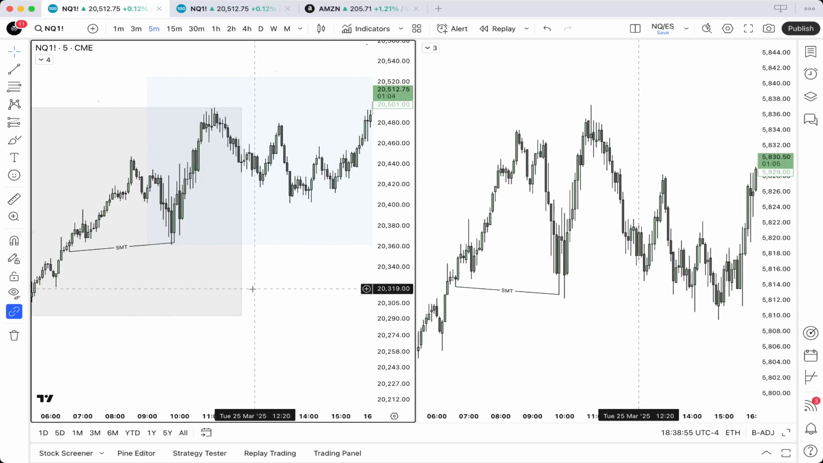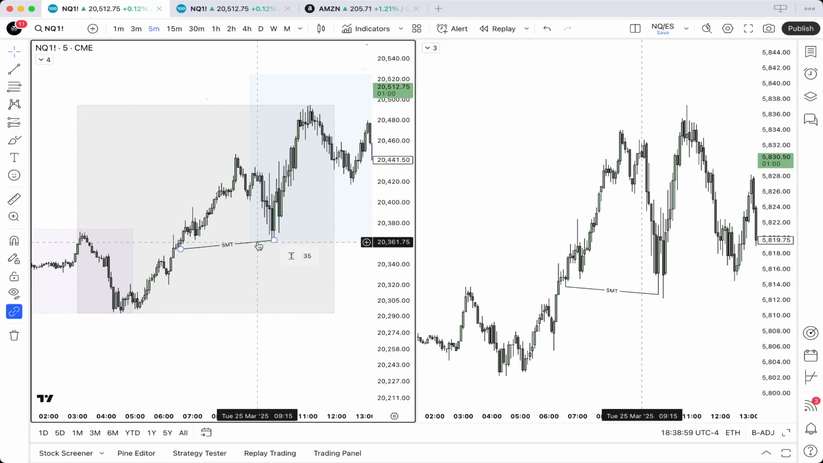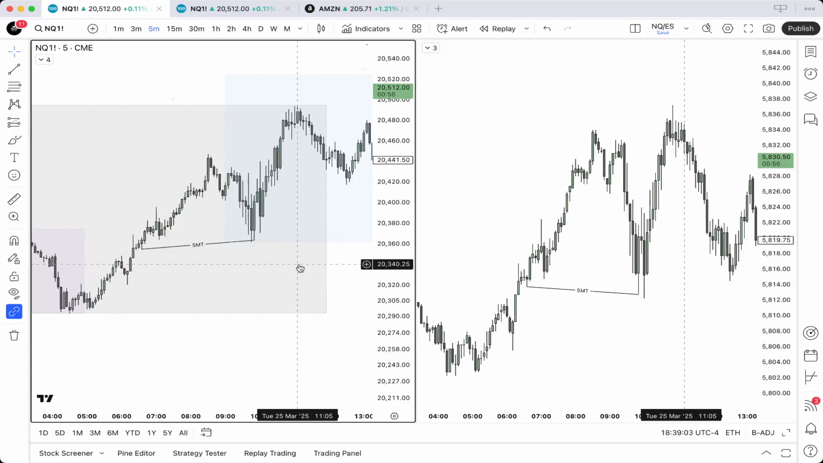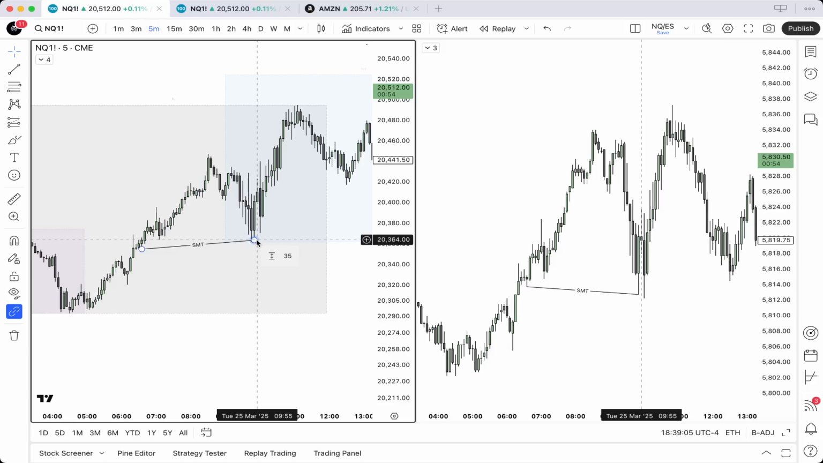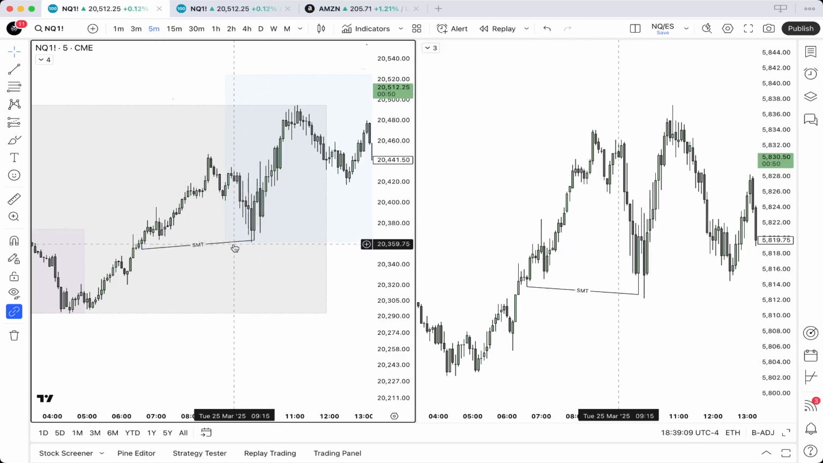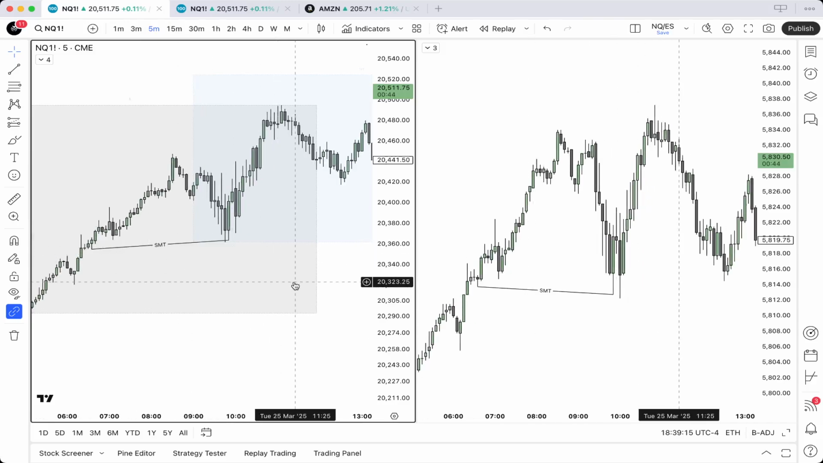And so now I was looking to see whether or not we would get manipulation and/or a potential change in state of delivery confirmation for a continuation higher. And so here we see we had created this SMT followed by a manipulation of those lows where this liquidity was pooling, this area of interest. And so this created our C2 of the fractal model paired with this SMT.